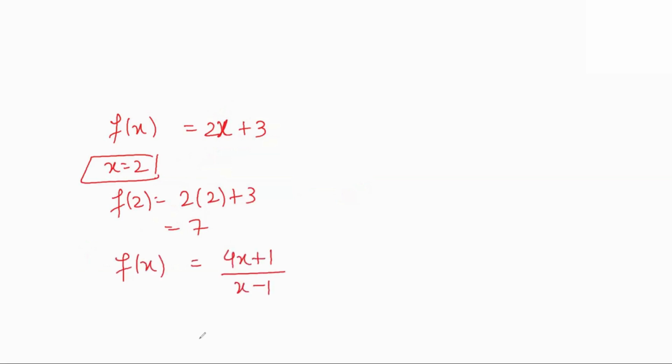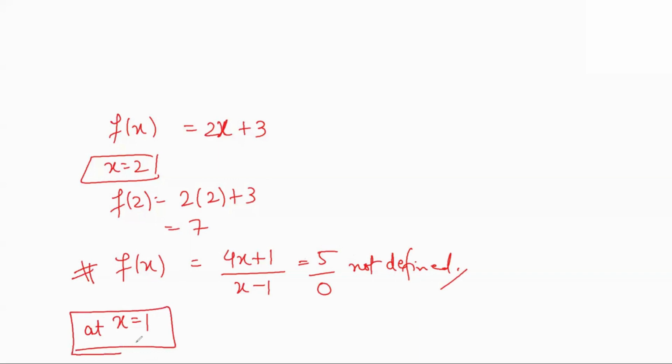Suppose this is a function. Can you tell me the value of this function at x equal to 1? Will it be 5 by 0? So it becomes 5 by 0 form. And whenever you divide by 0, it is not defined, isn't it? Okay. Right. So actually, this function is not defined at x equal to 1.